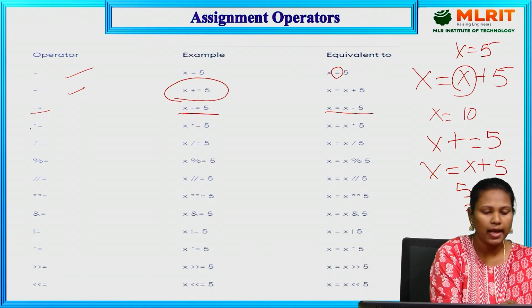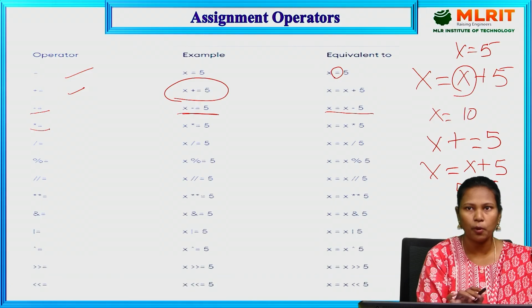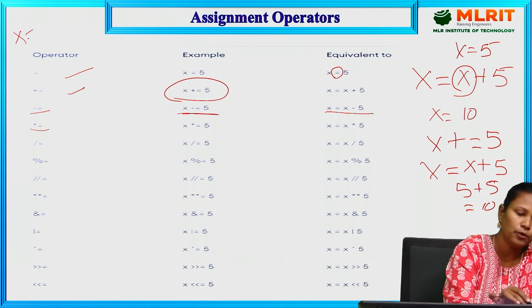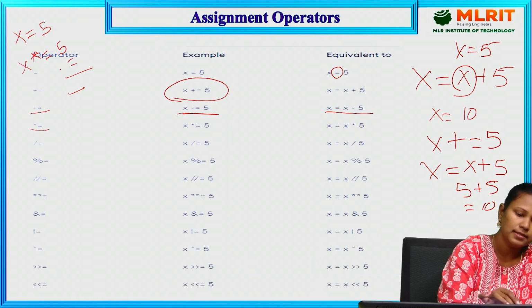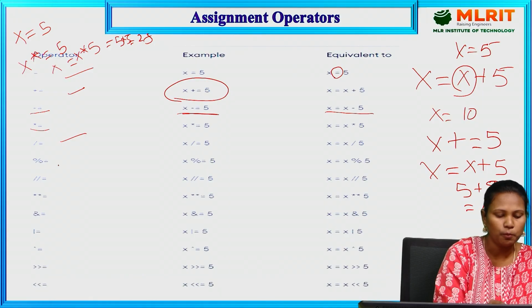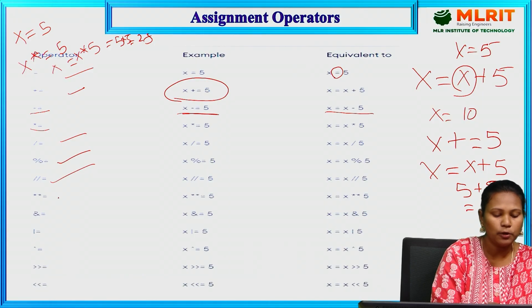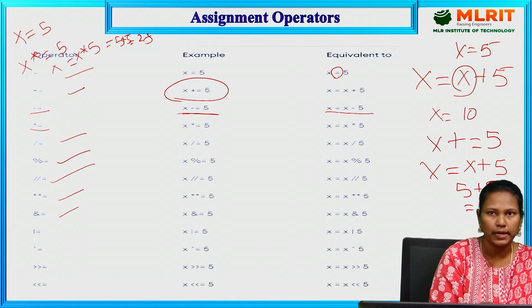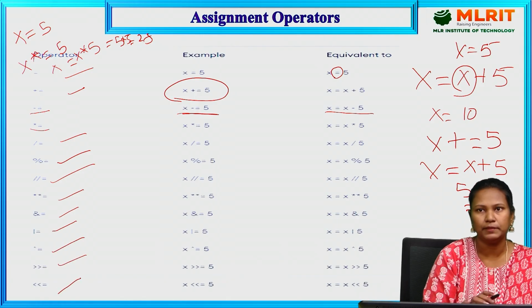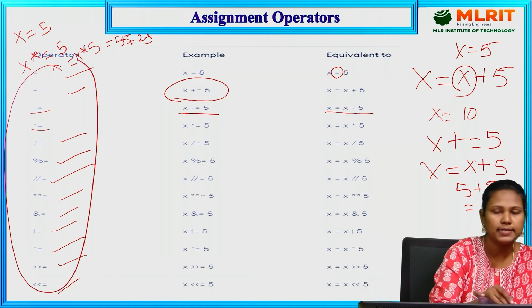Next one, asterisk equal to. This is the multiplication operator, so we are doing multiplication here. So x is equal to 5. X asterisk equal to 5 means x is equal to x into 5. 5 into 5 means 25. And division equal to, modulus equal to, floor equal to, power equal to, and equal to, or equal to, XOR, right shift and left shift. These all come under the assignment operators only.